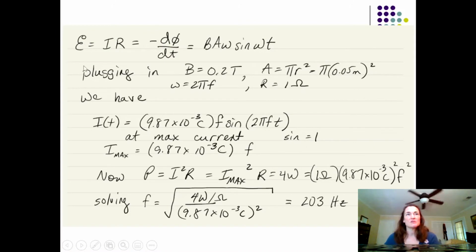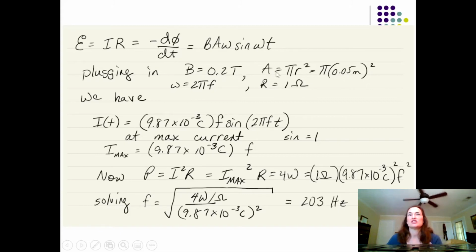Okay, so my induced EMF is going to equal the current times the resistance of that loop. This is Ohm's law, so EMF is equal to IR, which is equal to minus d phi dt. Now, N is 1 here. There's just 1 turn, so I don't have to worry about that. And then when I take the derivative of my function for my flux, I end up with BA omega sine omega t.